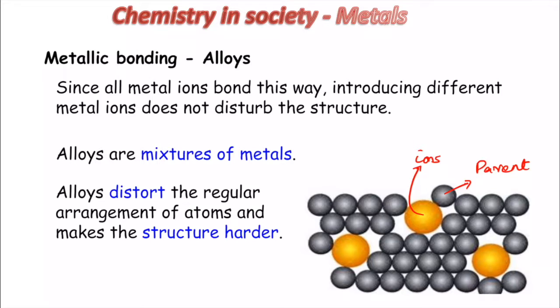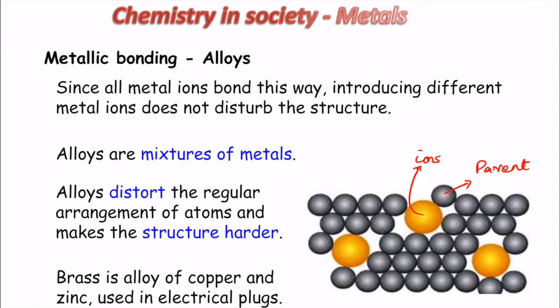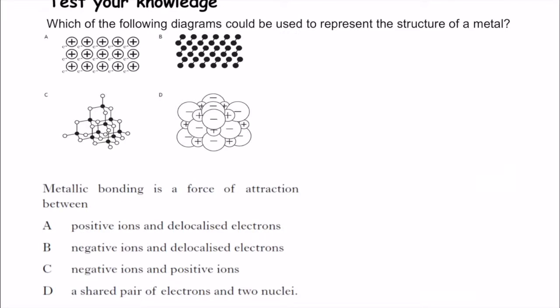Now, if we look at the inner structure, we can see that introducing these metal ions has distorted the regular arrangement of the metal, which was in layers previously, and due to this, these layers cannot move over each other easily, and that makes the structure harder. So, remember that alloys are generally harder as compared to the pure metal. Brass is an example of an alloy of copper and zinc, which is used in electrical plugs. Zinc adds to the hardness of copper, which is a very good conductor of electricity, and then it is used in making electrical plugs. So now, before we move ahead, let us look at these questions.